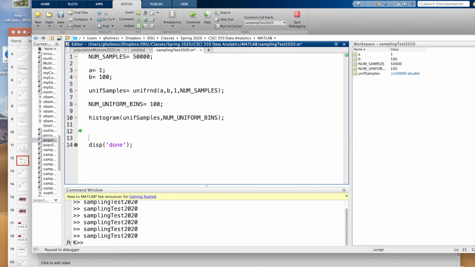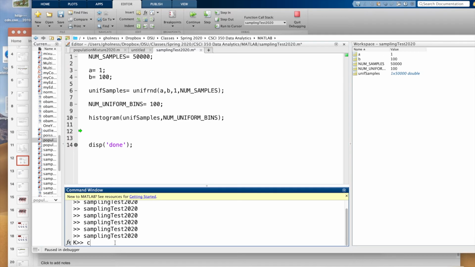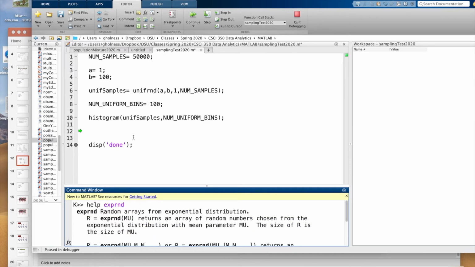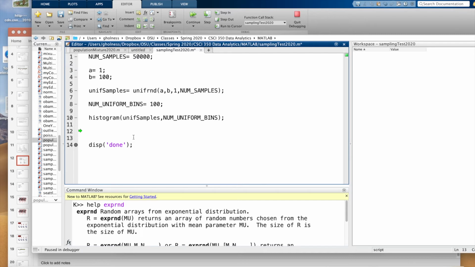Let's take a look now at this next distribution. It was the exponential, right? And so the exponential distribution has one parameter. Let me check the help. Help EXPRND. And it has a single parameter, the mu that they call it in the API call. So let's do the same thing. We have number of samples. We'll keep that fixed. We have A and B, so we have exponential mu, and let's just call that, I don't know, 7. Just choose a value, and we're going to say exponential samples equals exprnd, the mu parameter for the exponential distribution, 1 by num samples.